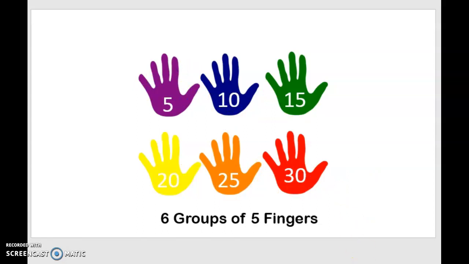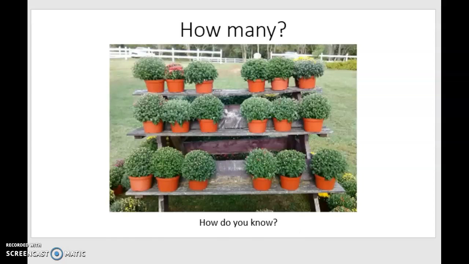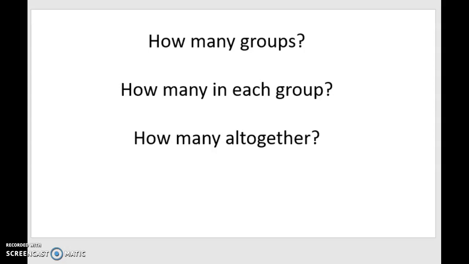Let's try another one. This might be a picture you've seen before. I'm going to show you very quickly, and I want you to try to think, how many groups do you see? How many are in each group? And how many altogether? Here we go. How many groups did you see? How many were in each group? How many altogether?